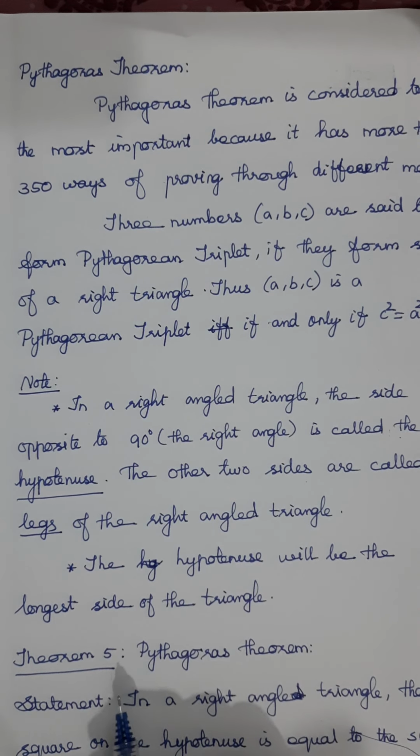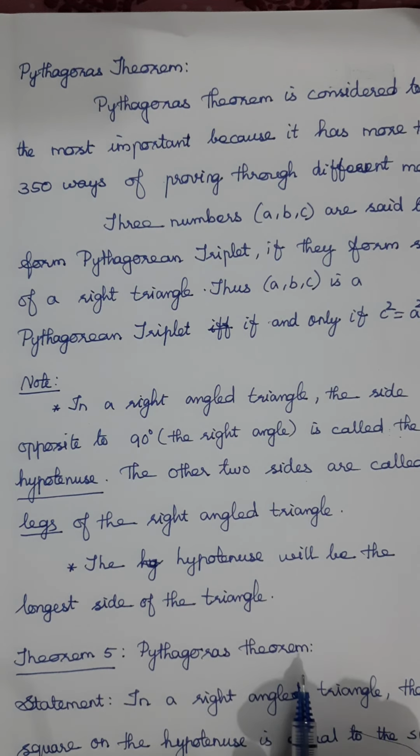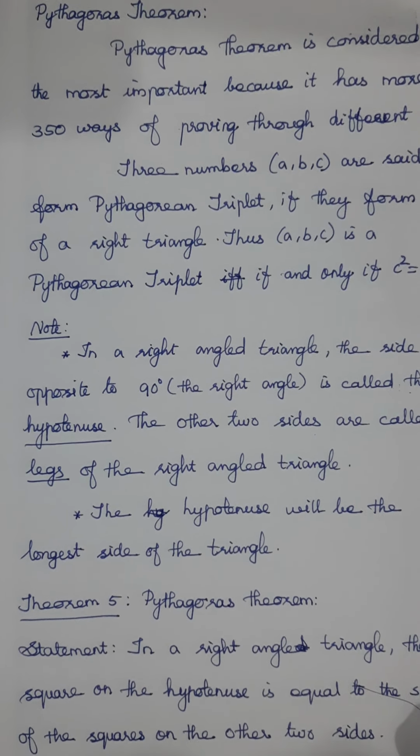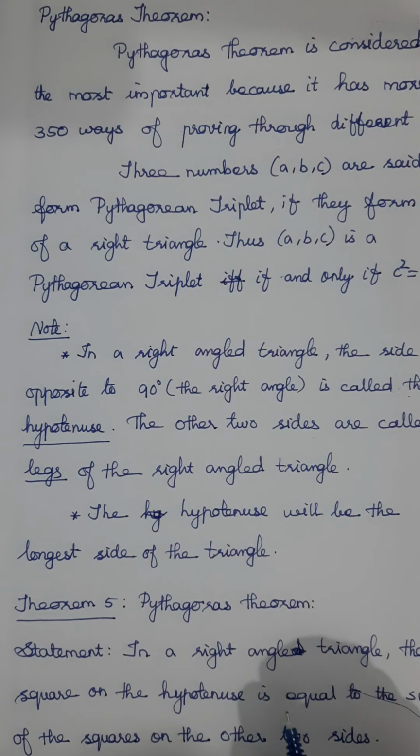Students, let us learn Theorem 5, the Pythagoras theorem. The statement is: in a right angled triangle, the square on the hypotenuse is equal to the sum of the squares on the other two sides. Okay, we already learned this statement. Now we are going to prove the statement geometrically.